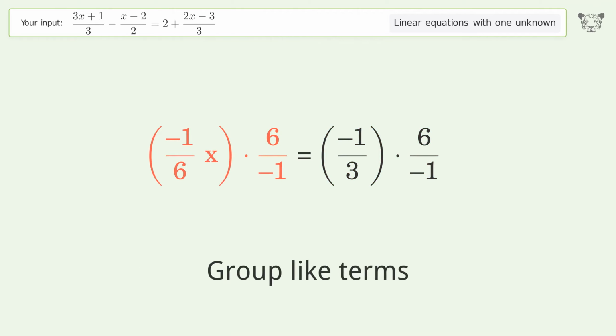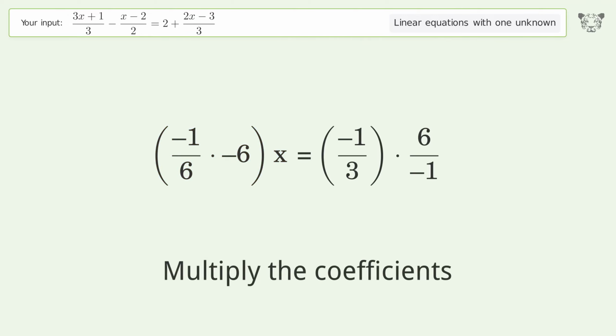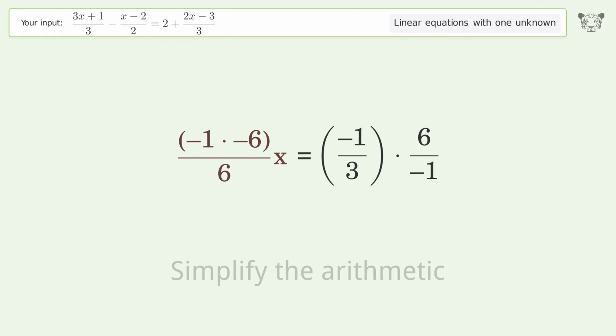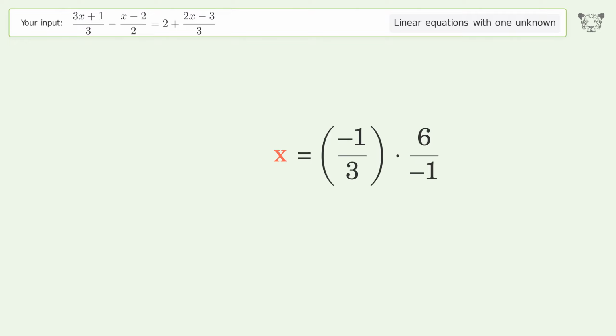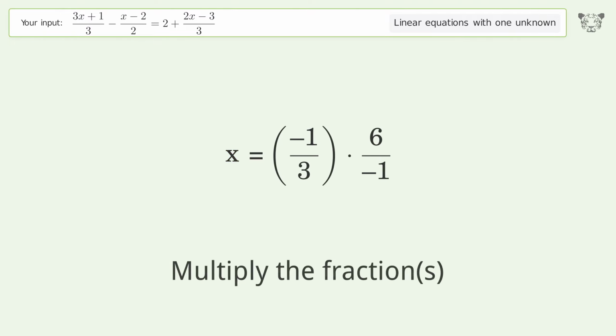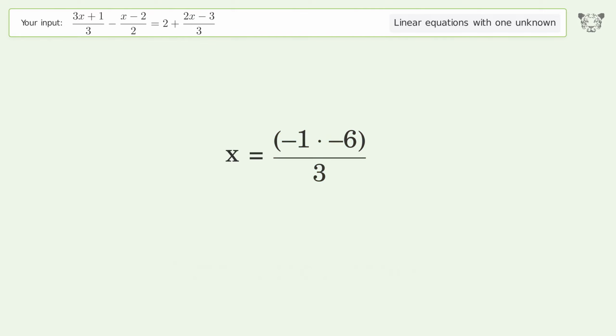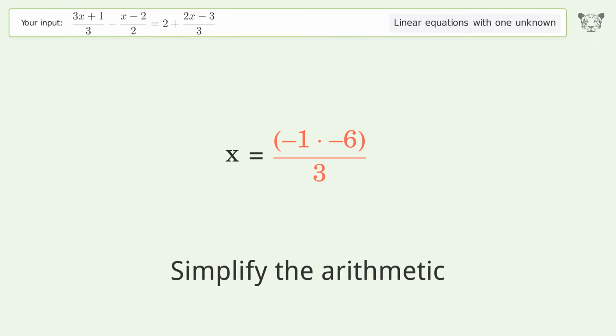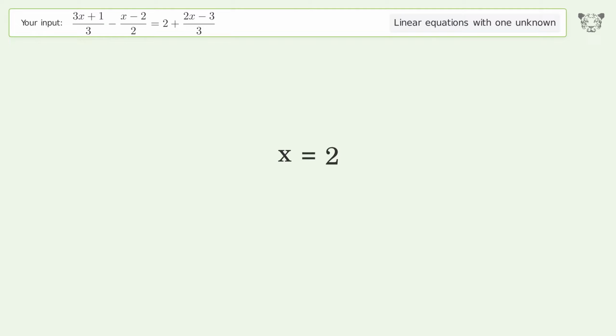Group like terms. Multiply the coefficients. Simplify the arithmetic. Multiply the fractions. Simplify the arithmetic. And so the final result is x equals 2.